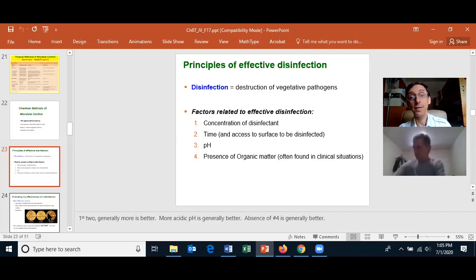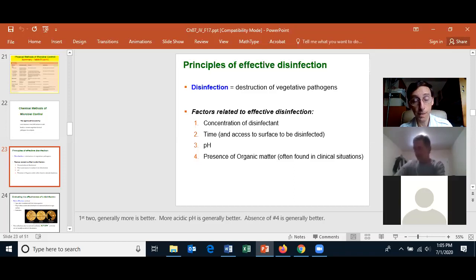The pH can affect the effectiveness of the disinfection. Generally, acidic pHs mean better disinfection. The presence of organic matter, which is often found in clinical situations, can also hinder how effective the disinfection is. Many disinfective agents, like bleach, can become inactivated by organic matter. So generally, if there's no organic matter present, disinfection is better. Any question about that?